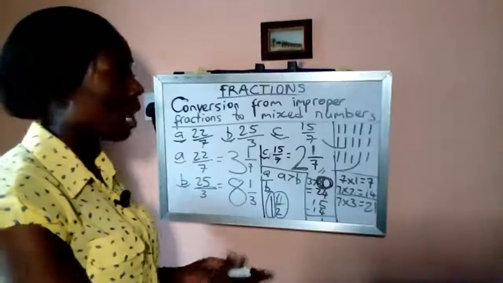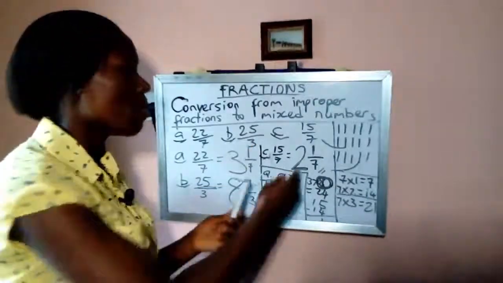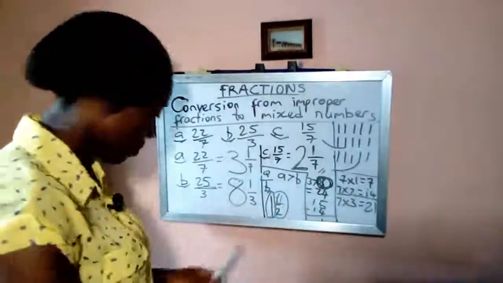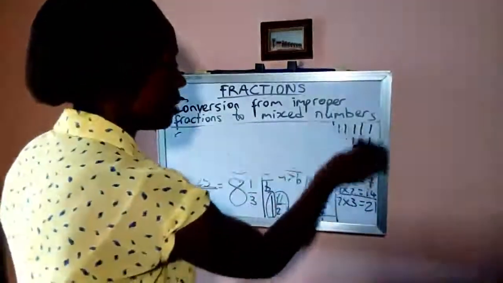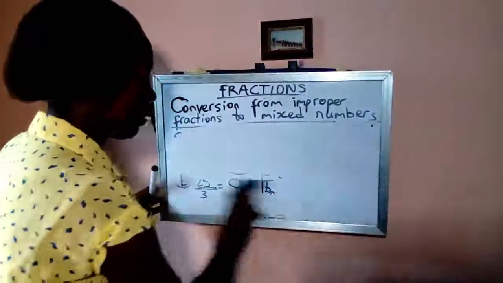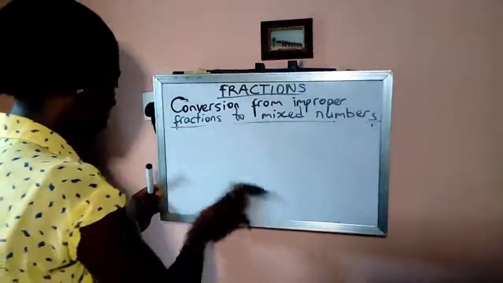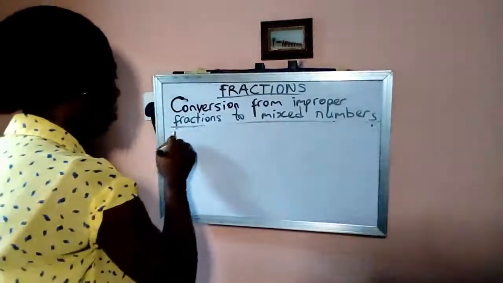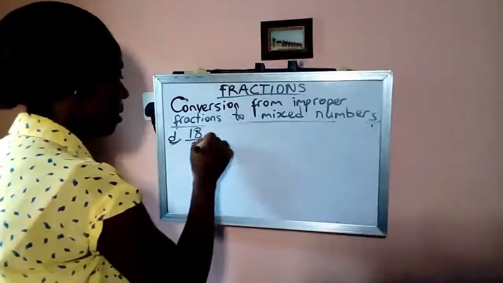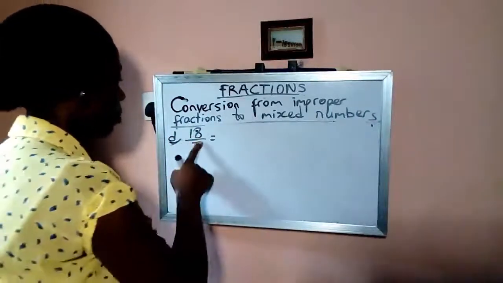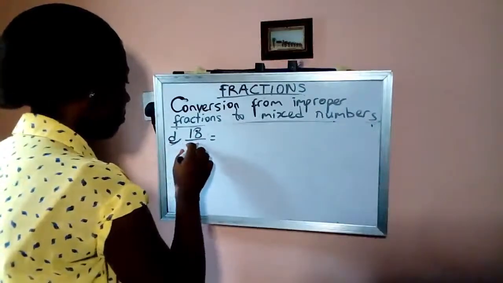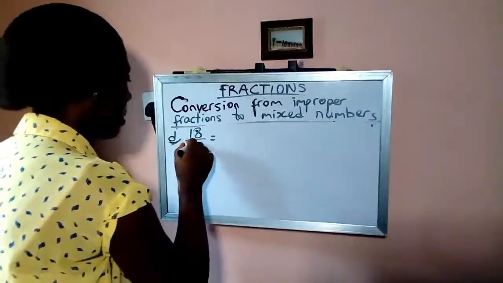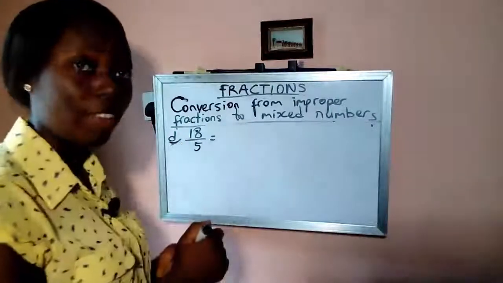You can have a situation where you have your remainder as 2, for example, if you are working with a question like 18 over 5. Let's use 18 over 5.